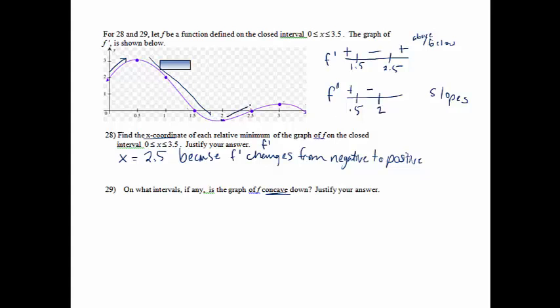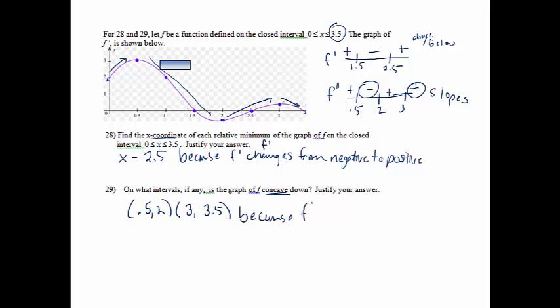And then they're going up again till I get to 3, so their slopes are positive till I get to 3, and the slopes then are negative again after 3. So when it said on what intervals is the graph concave down, it would be these two areas right here. So we could say that would be from 0.5 to 2, and then 3. It won't be till infinity because this graph ends at 3.5. So from 3 to 3.5, and then we do need to justify. That would be because f double prime is negative. And there we have it.